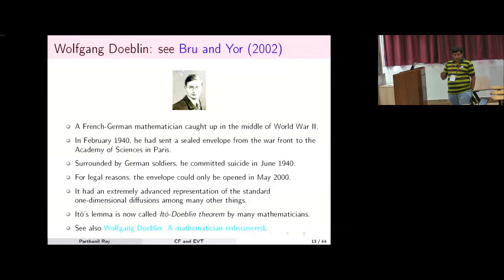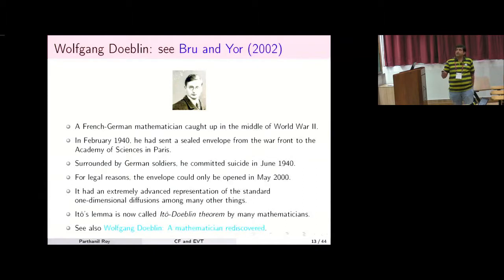And one of the people who opened the envelope was Yor. What he realized, it was written in a very old-fashioned form, but it had an advanced representation of one-dimensional diffusion and many other things. In particular, he had a version of Ito's lemma for that setup. And therefore, Ito's lemma is now called the Ito-Doeblin theorem by many mathematicians. When I say many, I mean definitely French. And I think not just French, any reasonable mathematician should call it the Ito-Doeblin theorem, because Ito did it afterwards. At that time, Ito didn't know about Doeblin, of course.